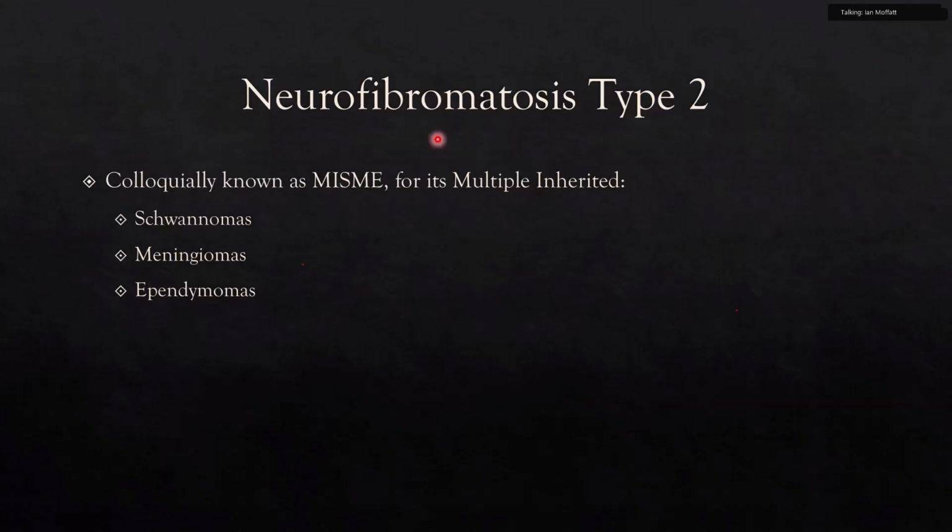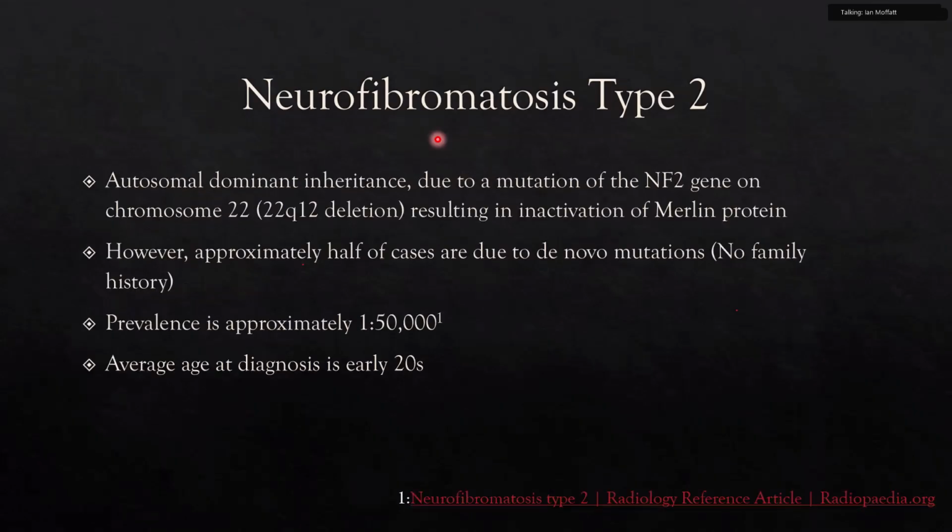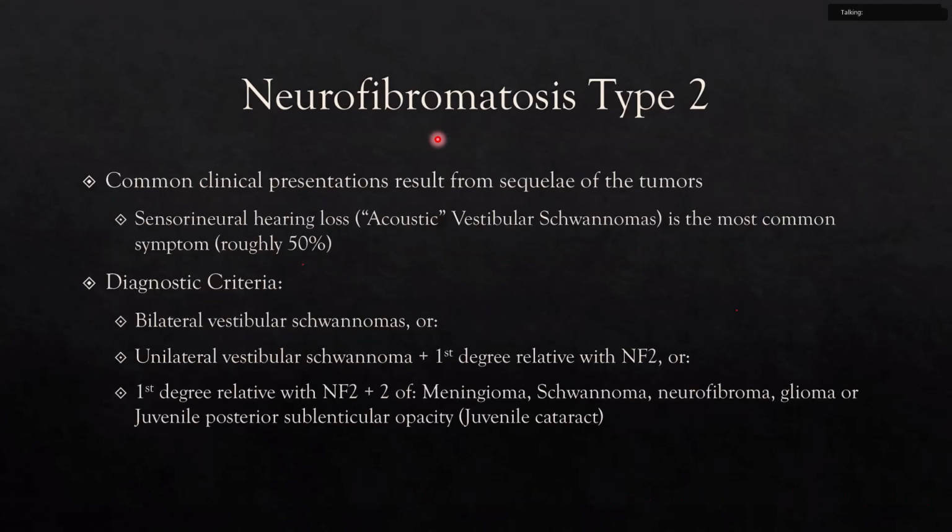Next on the list is NF2. It's colloquially known as MISME, or multiple inherited schwannomas, meningiomas, and ependymomas, which makes it nice and easy to remember. It's an autosomal dominant inheritance due to mutation in the NF2 gene on chromosome 22. It's a 22q12 deletion, resulting in inactivation of the Merlin protein. Although it is autosomal dominant, about half of cases, again, are de novo mutations. Prevalence is about 1 in 50,000, so quite uncommon, and the average age of diagnosis is in the early 20s.